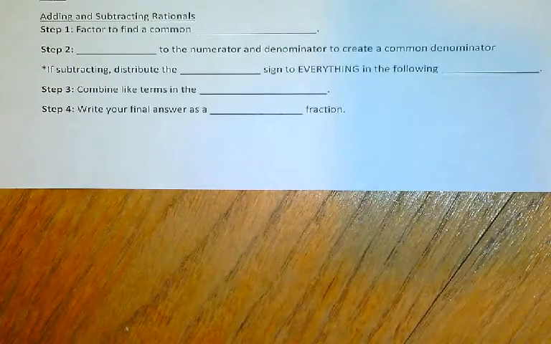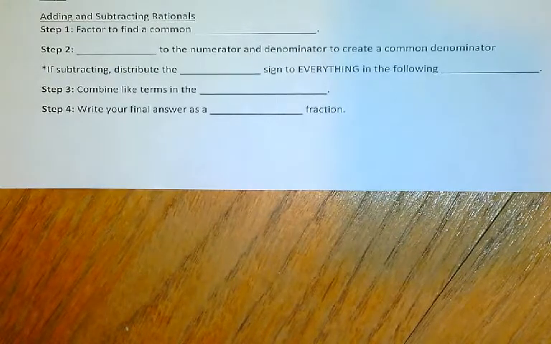Alright folks, we are going to review some adding and subtracting of rationals, which really just means we're going to be adding and subtracting fractions. However, pretty much all of these fractions are going to have some type of variable in it. Alright, so there are 4 basic steps to adding or subtracting rationals.